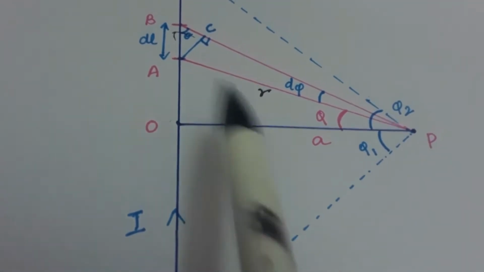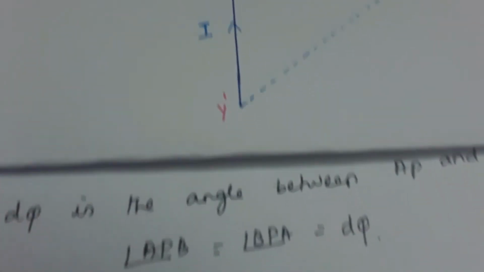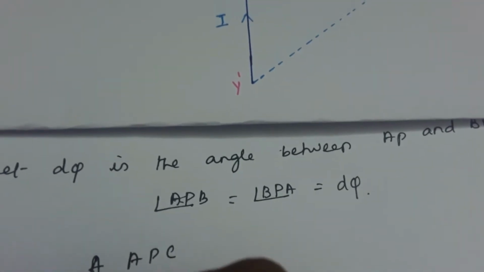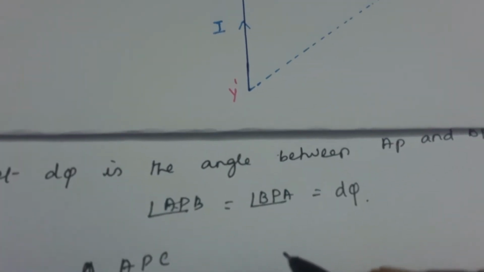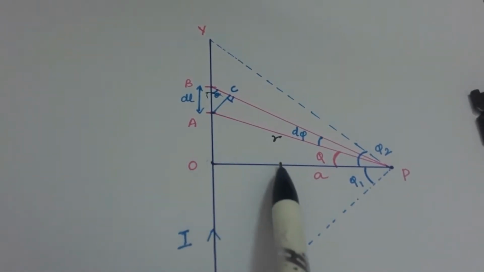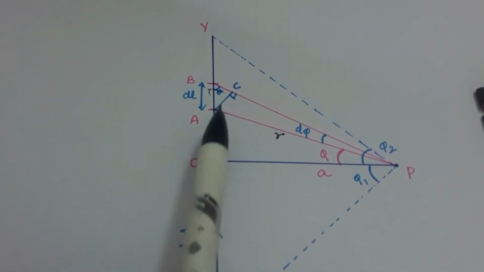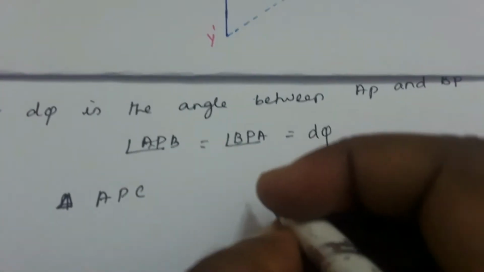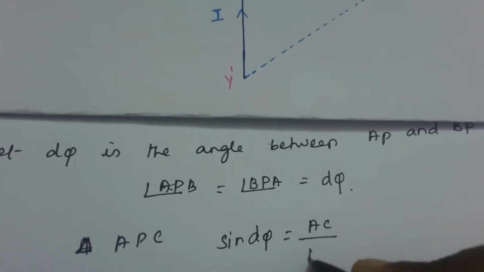Now I am going to take the triangle APC. In triangle APC, I am going to find sin d phi. What is sin d phi? Opposite side by hypotenuse. What is your opposite side? AC. So AC by AP. So in triangle APC, sin d phi is equal to AC by AP.